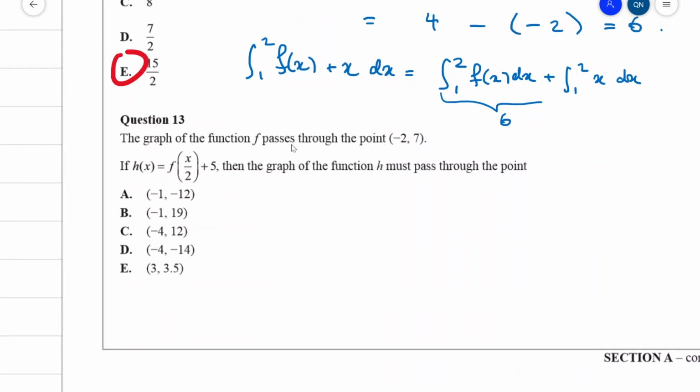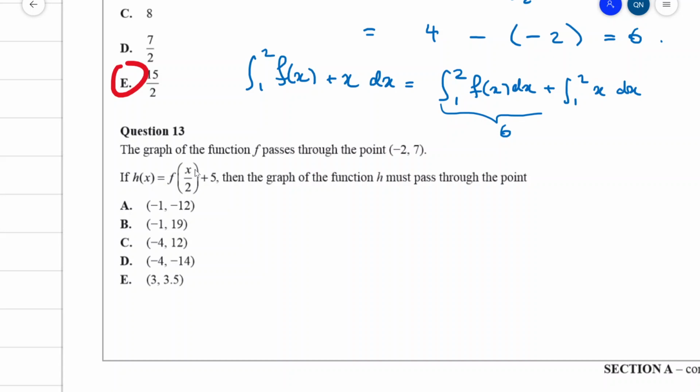The graph of the function f passes through the points negative 2, 7. If h is some transformed function of f, then the graph of h must pass through the points. So if this point here lives on the function, and we know how we're transforming the function, then we know how this point here gets transformed as well.